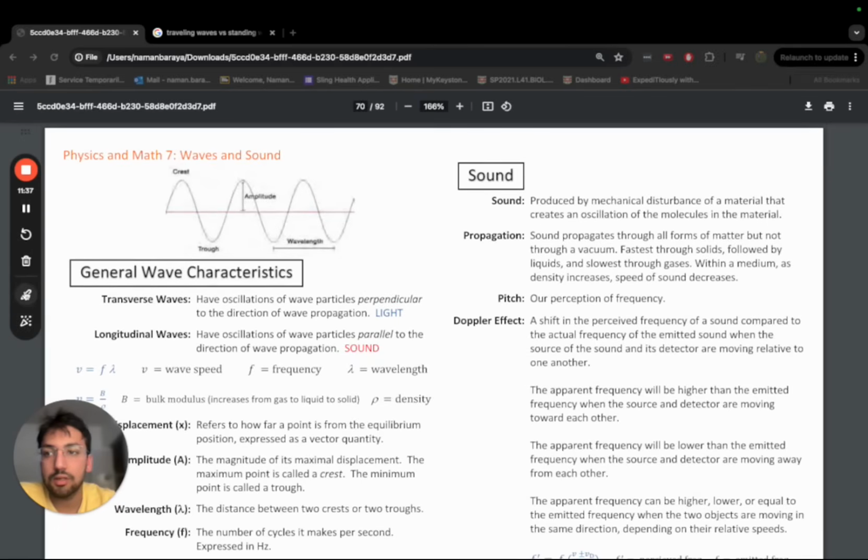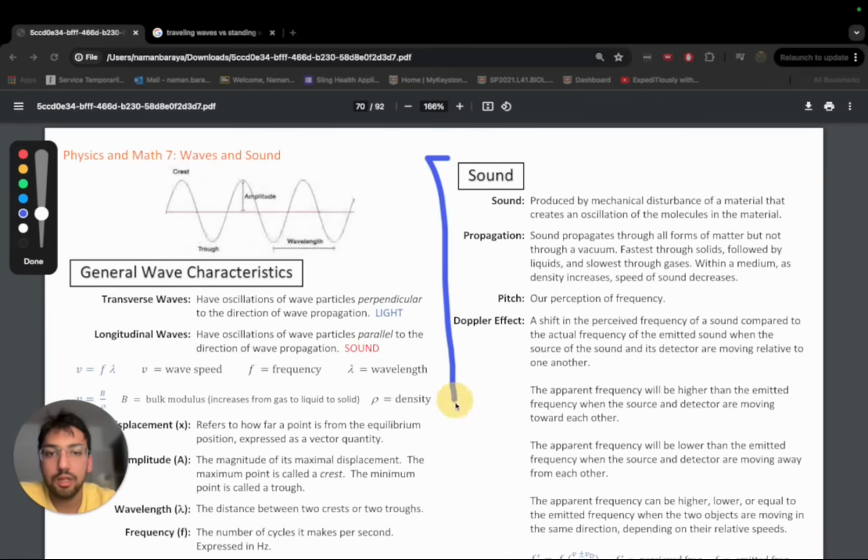So sound, they'll try to connect it on the MCAT with like hearing questions, maybe some psych-soc questions where they'll give you some examples, and you'll have to understand physics, but you'll also have to understand either the biology or the biochemistry, and that's kind of how they'll ask about sound. So again, sound is created by mechanical disturbances in a material. So you can imagine like when I'm creating friction, you can hear some sounds, and that causes oscillation of molecules in the material. Propagation is what I was showing you an example of.